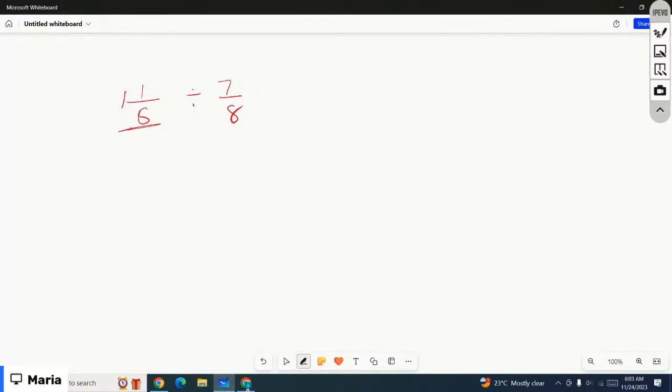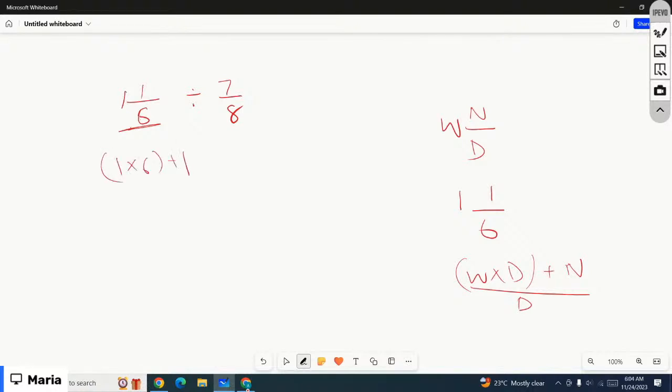First, just convert this mixed fraction to an improper fraction, right? How do we convert? This is the whole number, numerator and denominator. So 1 is the whole number, 1 is the numerator and 6 is the denominator. So you have to multiply the whole number times the denominator, and add the numerator. The denominator stays the same, right? 6 times 1 is 6 and plus 1, 7 over 6.